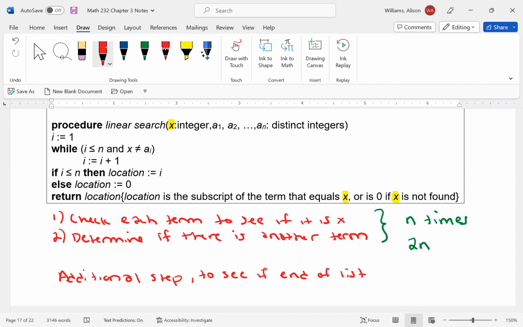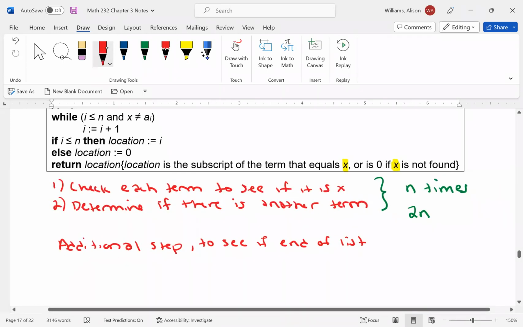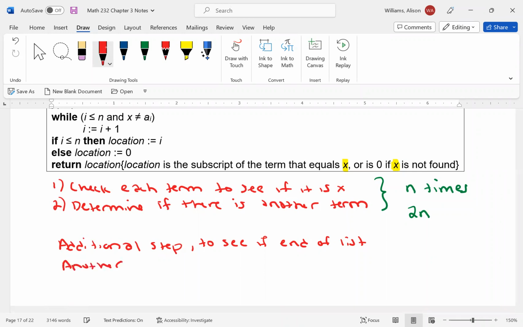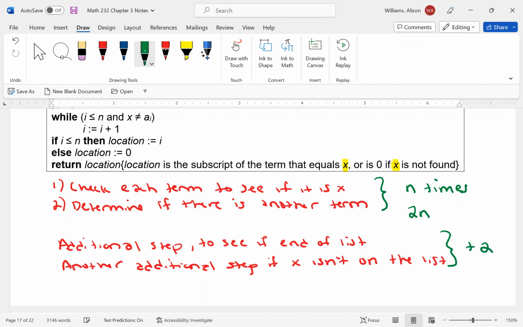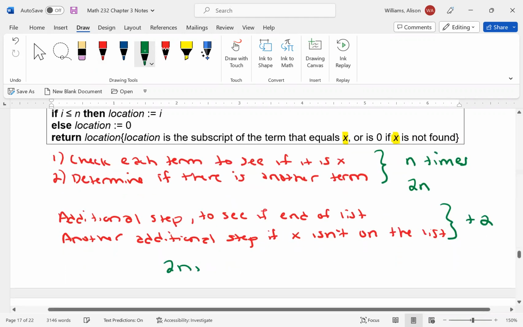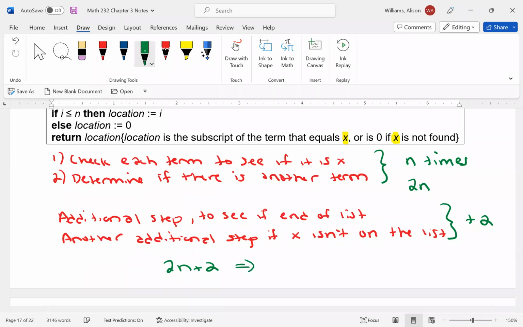Okay, but there is one more extra step on this one, and that is if it happens to not be in this list, if X can't be found, then there's also another possible step of saying that X is not found. So there's actually another additional step if X isn't on the list. So this adds two more steps to the 2n that have already occurred. So we have 2n plus 2 tasks that we're going to be performing. So again, our big theta would be big theta of n, of order n.